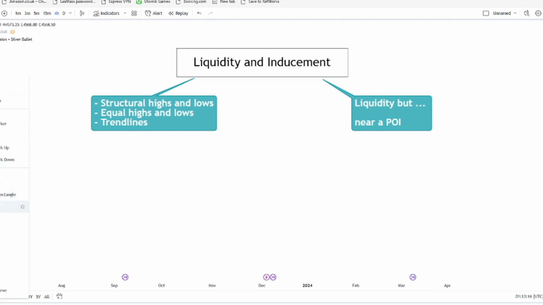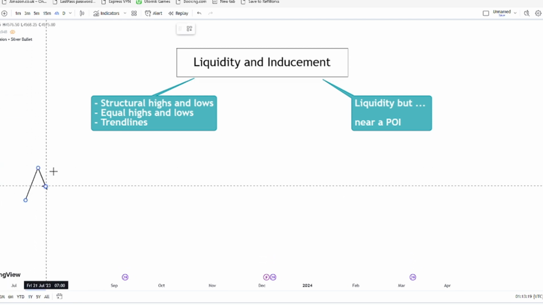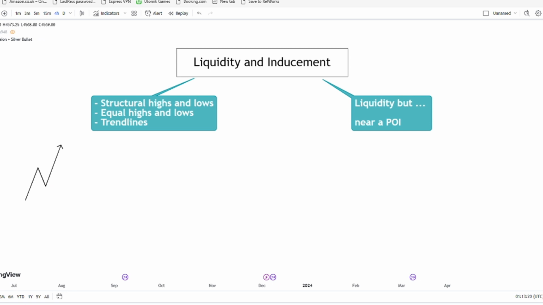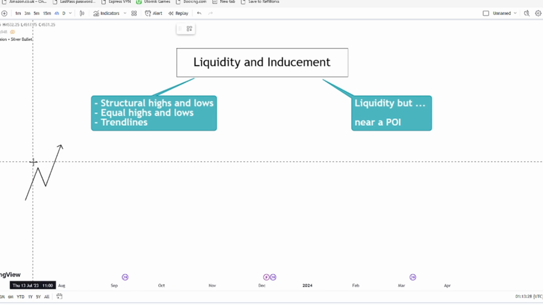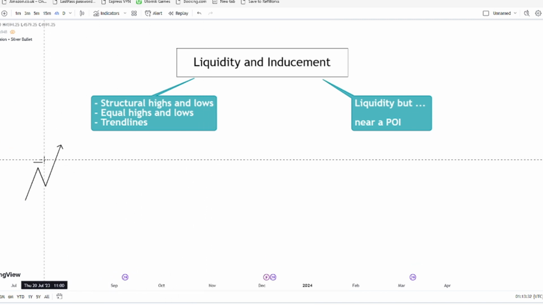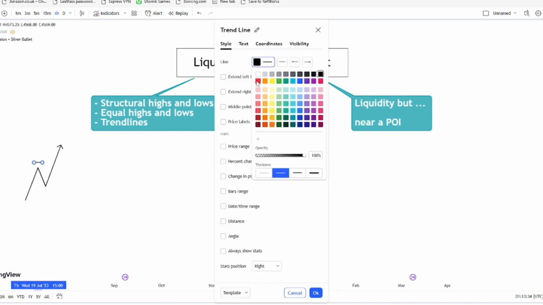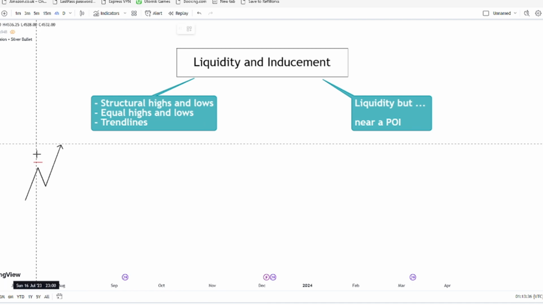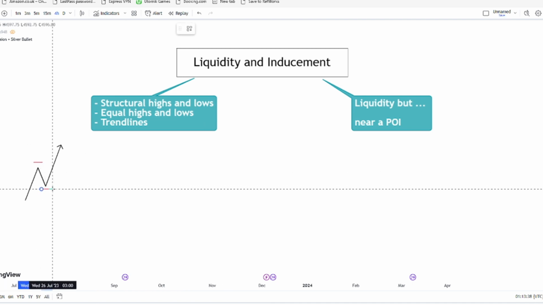So if we look at it this way, what we're going to see is liquidity above and below equal highs and lows. So we're going to see liquidity in this region. The red lines represent liquidity points. We're going to see liquidity here, and we're going to see liquidity here. All right, that's structural highs and lows.